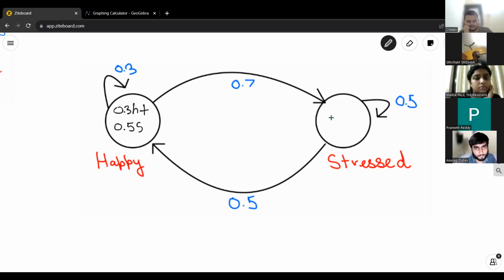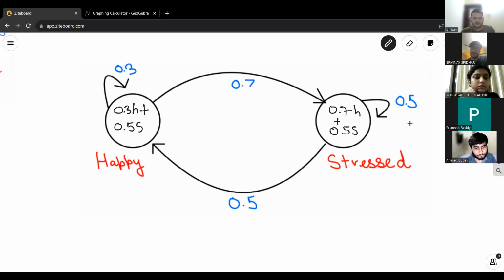And stress is 0.7 of h plus 0.5 of stress itself. Think about it: 0.7 of h. Stress is being halved, so it will be only 0.5. At any point, incoming is 0.7 of h, and what is staying is 0.5 of what was already at s, right?